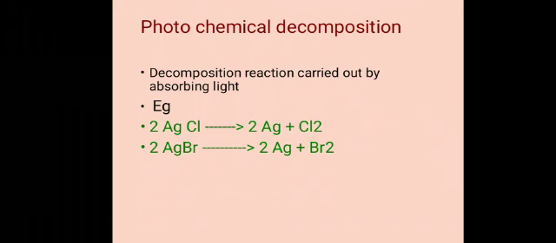Now the second type of decomposition reaction is photochemical decomposition reaction. It is the decomposition reaction carried out by absorbing light. In presence of light, some compounds, some chemicals undergo decomposition or breakdown. That type of reaction is known as photochemical decomposition reaction, and the example we have to study is the decomposition of silver chloride. When we keep silver chloride in presence of sunlight, it splits and produces silver and chlorine gas.